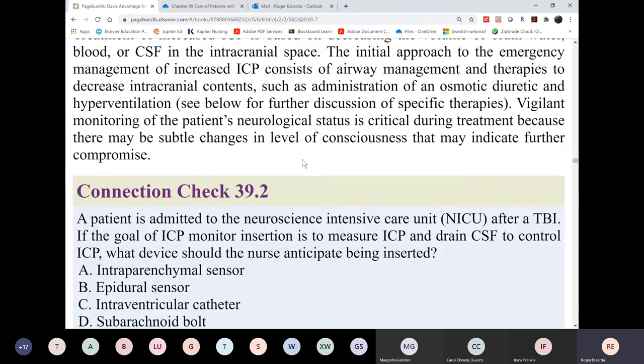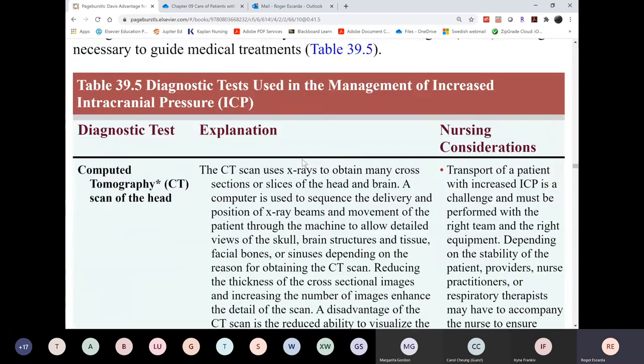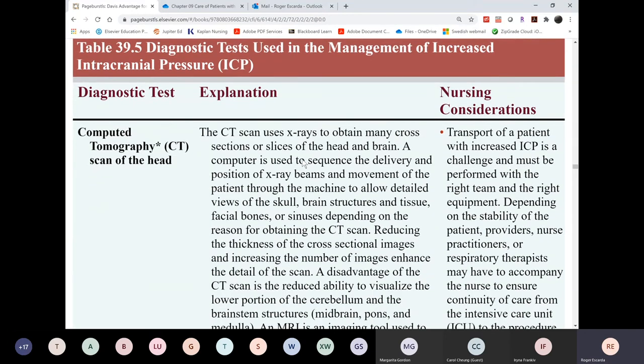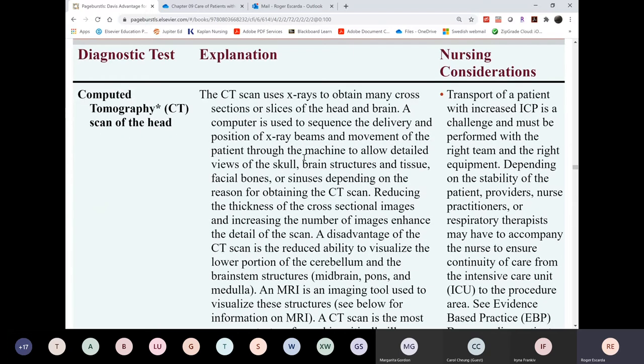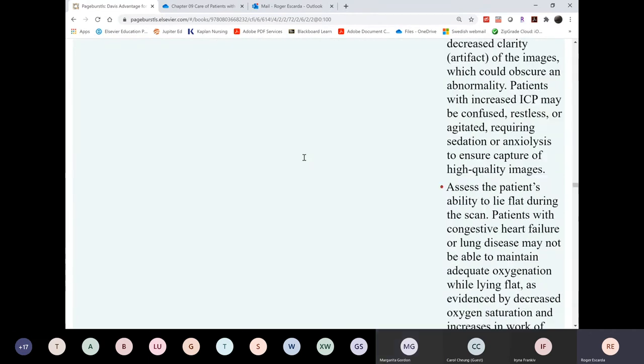Let's go now to what are our interventions. Let's do diagnostic first. There's really no blood test that will tell you whether there's increased ICP or not. It's only a CAT scan or an MRI. So the patient goes into CAT scan or MRI to get a diagnosis, as simple as that. So we'll just skip through that. That's all the same.